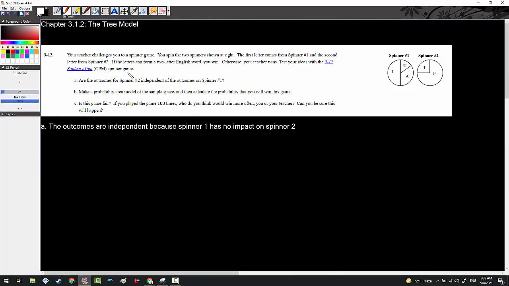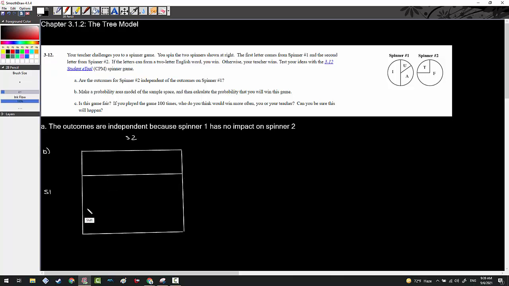So now in part B, they're asking us to draw an area model of the sample space, and then we're going to calculate the probability that we're going to win this game. And so let's go and do it real quick. The area model will look like this. I'll go ahead and choose to put spinner 1 on the side and spinner 2 up top, which means the spinner 1 diagram will have 3 rows. Spinner 2 will have 2 columns. And this is the letter I, this is the letter U, and this is the letter A. This is the letter T, and this is the letter F.